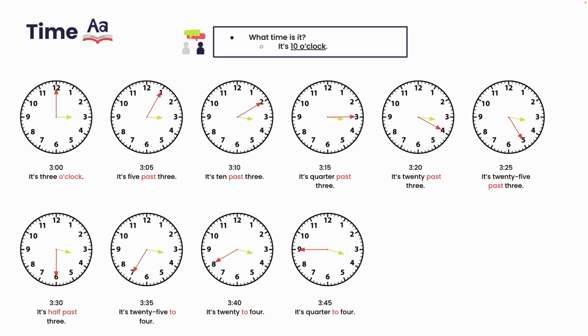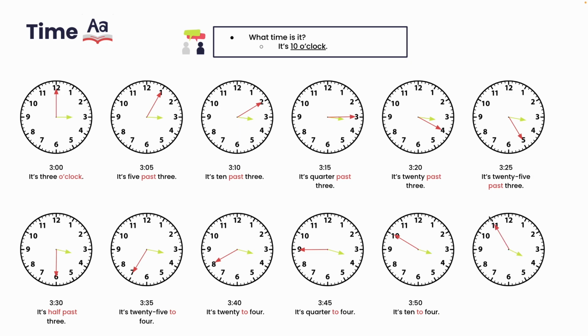Okay? After the next 5 minutes, what do we have? We have 5, 10. So it's 10 to 4 because we have only 10 minutes to go to 4 o'clock. Okay? And after the next 5 minutes, that should be very easy for you. It's 5 to 4. Okay? We went through the whole clock, step by step, every 5 minutes.